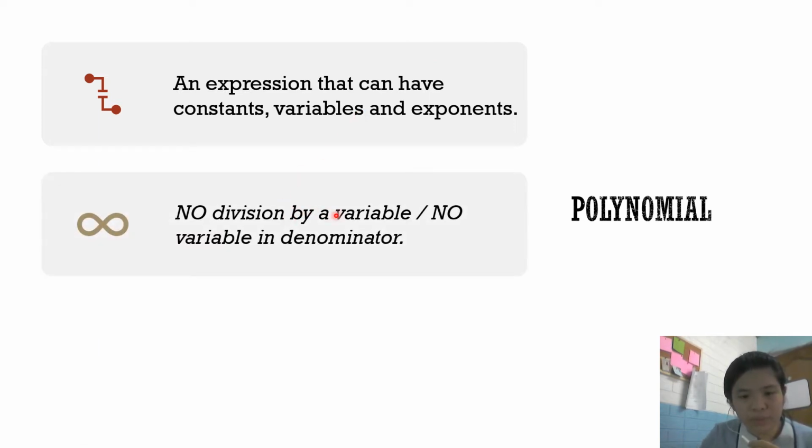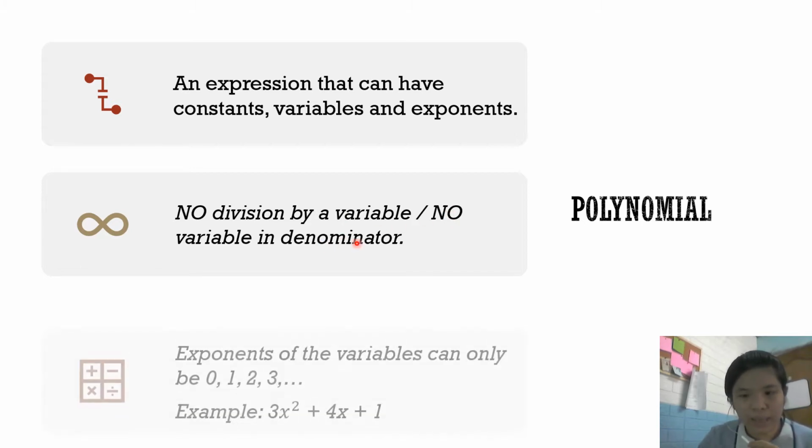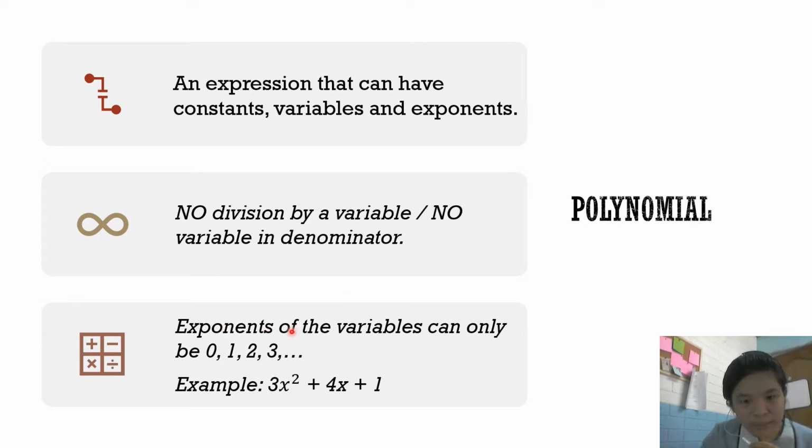So, it has no division by a variable or no variable in denominator. And in a polynomial, the exponents of the variables can also be 0, 1, 2, 3, and so on. Meaning, the exponents of that polynomial should be whole numbers. So, bakit kasama po yung 0? Kasi any number raised to 0 is always equal to 1. Kahit na variable pa yan na naka-raised to 0, it's always equal to 1. And 1 is a constant. Therefore, that is still a polynomial.